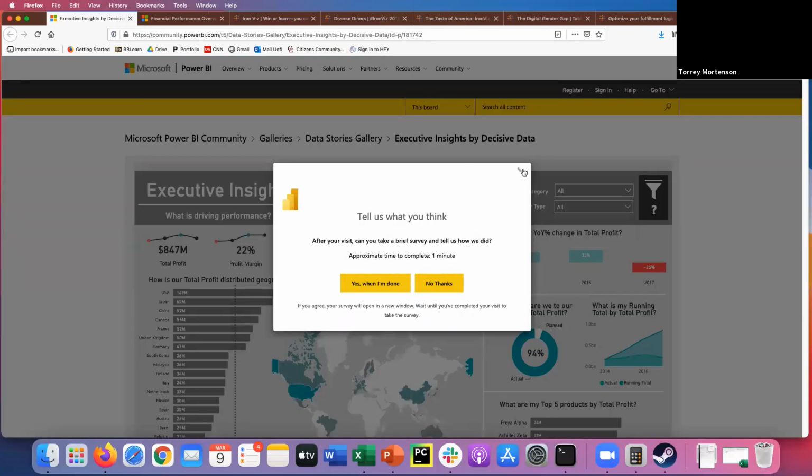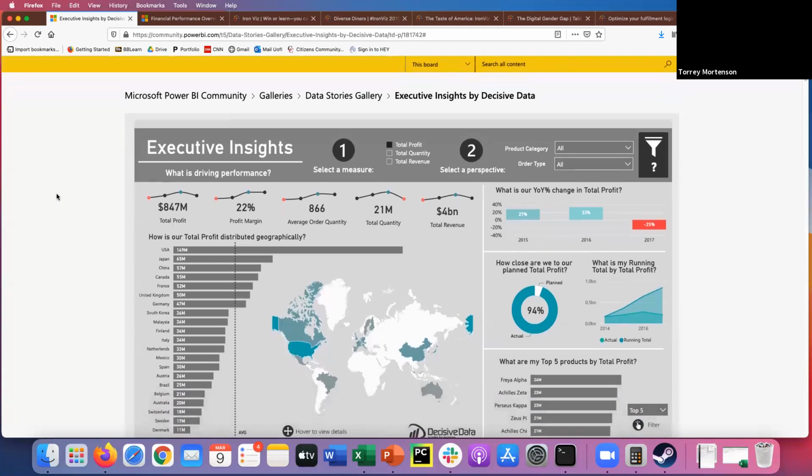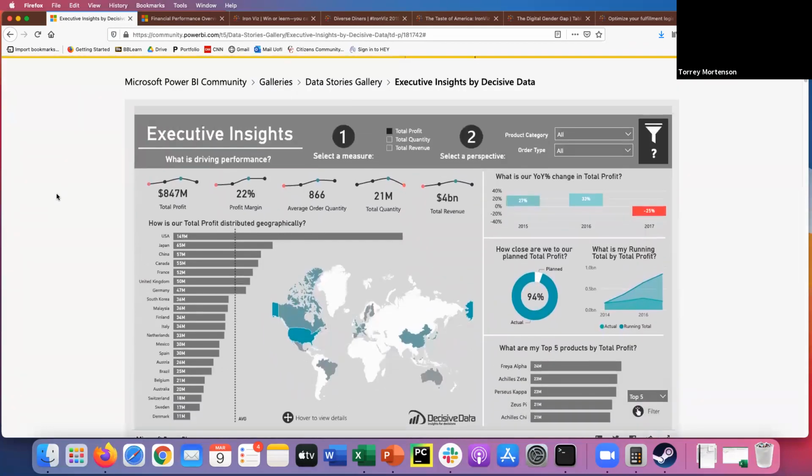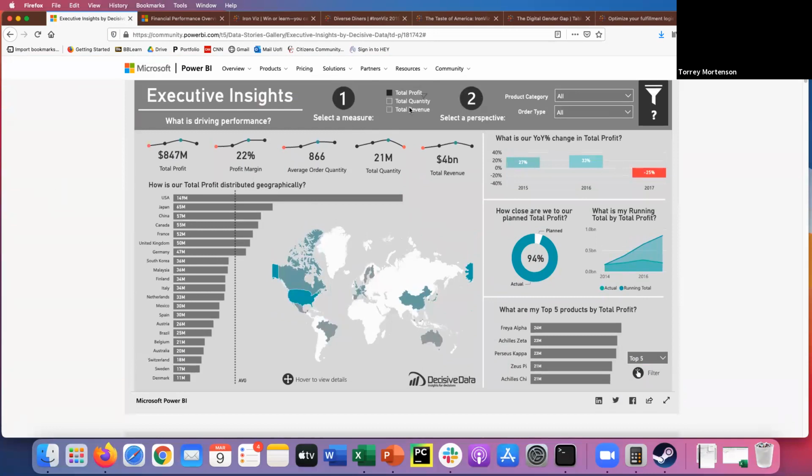Here's an example of one in Power BI. This is one that I really like, and I'll show you why. Up here, select measure. We can select profit, quantity, revenue, perspective. What do we want to look at? Which order category or order type? We can pick those. What I like about this one is, watch.